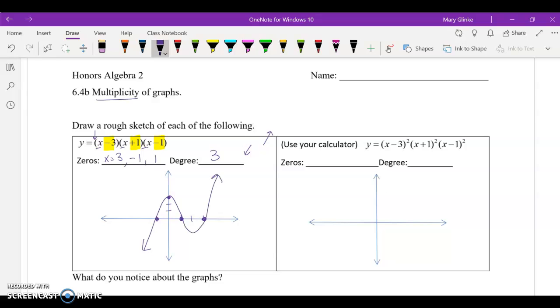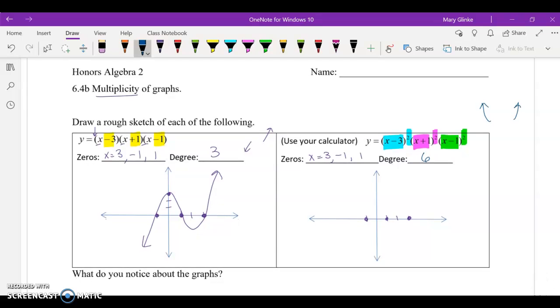Now, for this next one, it looks almost identical. Your zeros are going to be 3, -1, and 1 once again, so it's going to have the same y-intercept. But your degree is different because this factor happens twice, this next factor happens twice, and this third factor happens twice. So we have 1, 2, 3, 4, 5, 6 different x's. Because it's a degree of 6, our graph is supposed to look like this on the ends. So we need to figure out how we can graph this and make it go up on both sides.